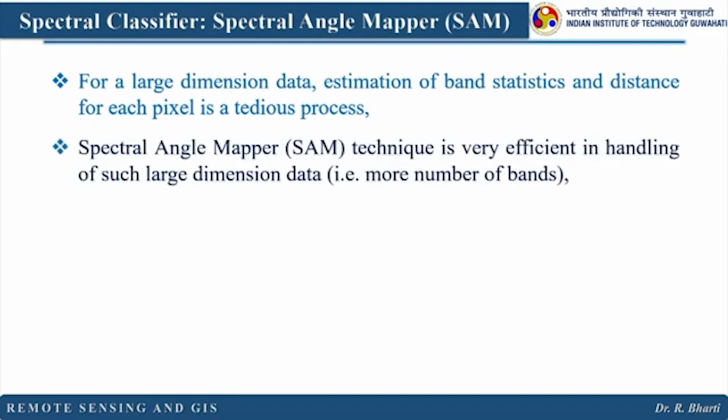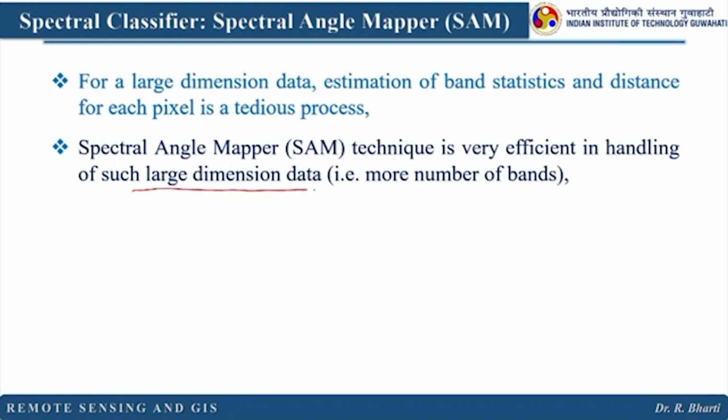The spectral angle mapper technique is very efficient in handling such large dimension data, that is, a large number of bands, right? Here we have even applied the minimum noise fraction to identify the inherent dimensionality, and we have removed, let us say, out of 300 input bands, we have selected only 200 for our processing to derive the end members and to classify this particular image, but still 200 is not few. So that's why we are calling it large dimension data.